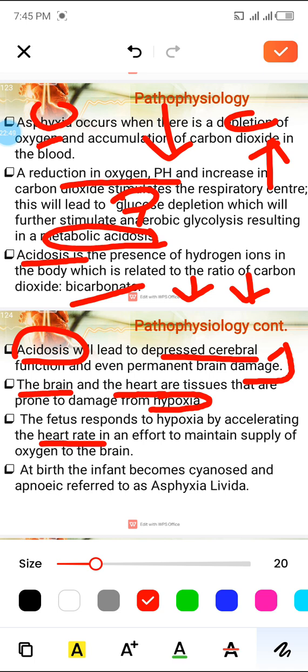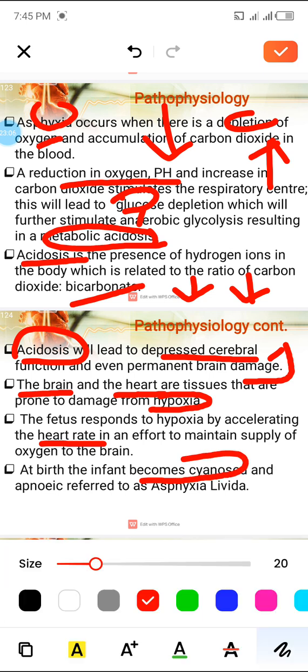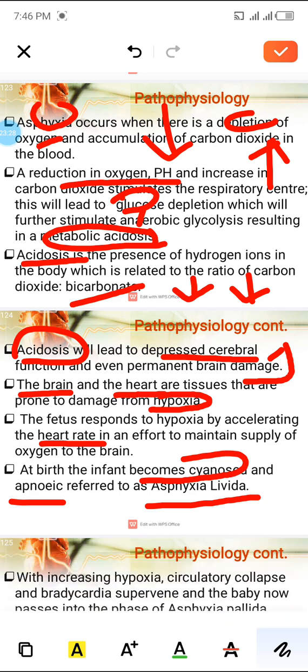But will this also help? The answer is no. As long as the airway is blocked and you haven't done the resuscitation, the heart rate will increase, but nothing will happen. Then the baby eventually will become what we call cyanosed, meaning that it will become blue. When the baby becomes blue, it will become apneic, meaning it will breathe, then have a pause. Breathe, have a pause. That's what we call apnea, which is also referred to as asphyxia livida. That's what occurs in this neonate.